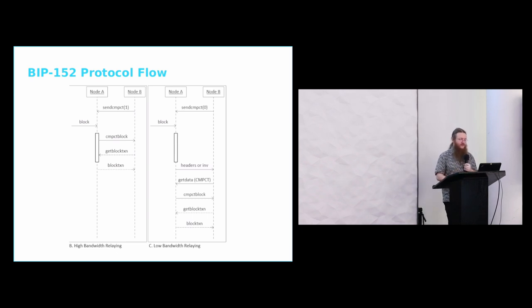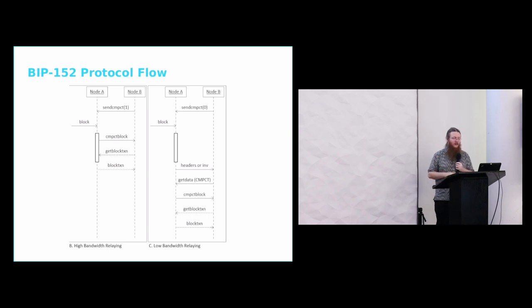So one consequence of this high bandwidth mode is that if you've asked multiple peers to give you high bandwidth service, it means you may get multiple copies. But getting multiple copies of a compact block isn't a big deal. The average size of a compact block in the Bitcoin network today is a little over 13 kilobytes. So getting four copies isn't a big problem.